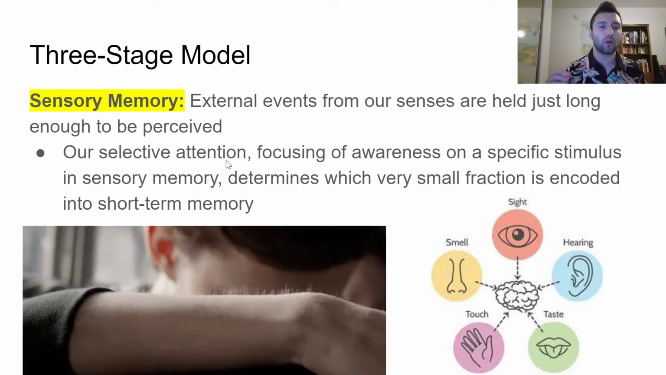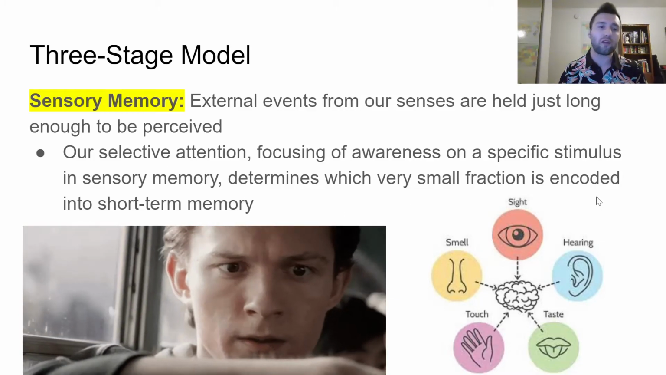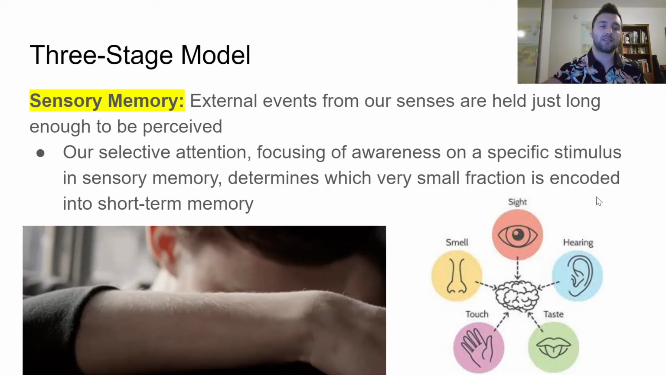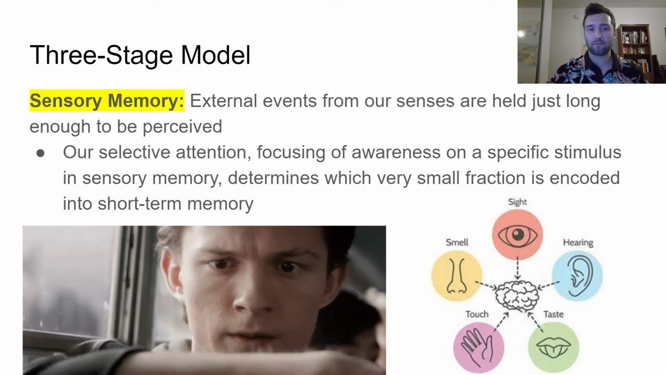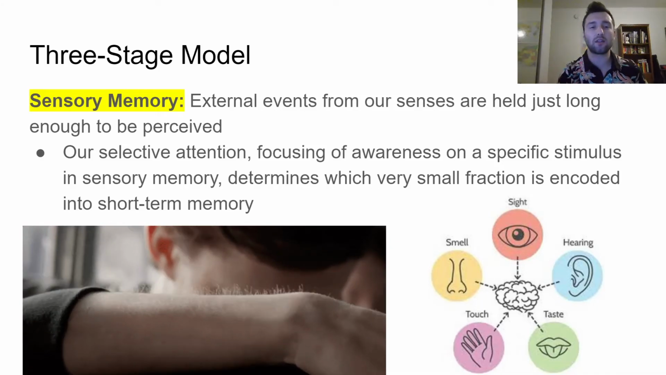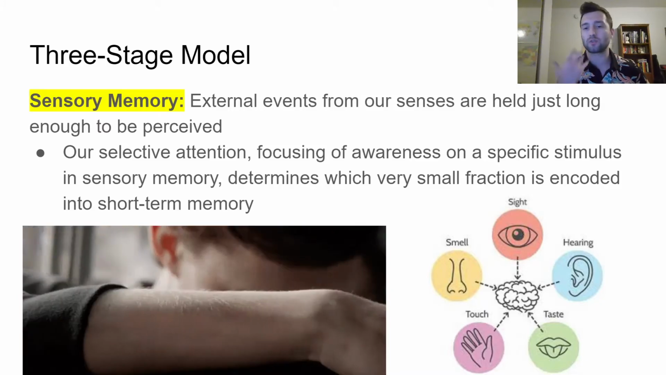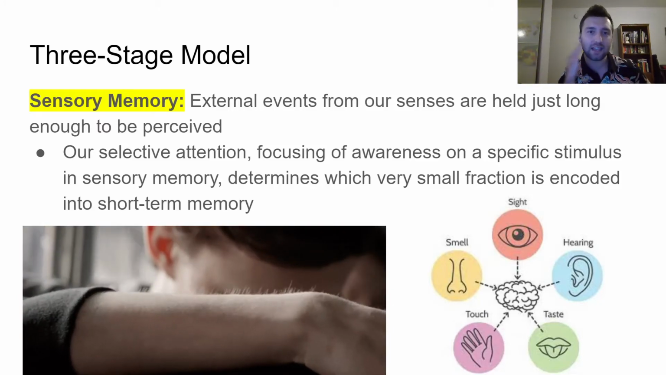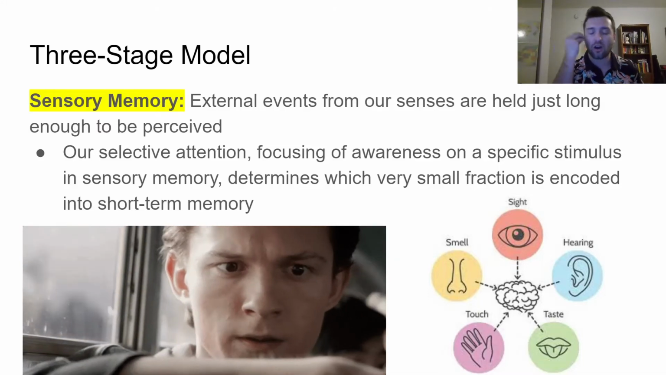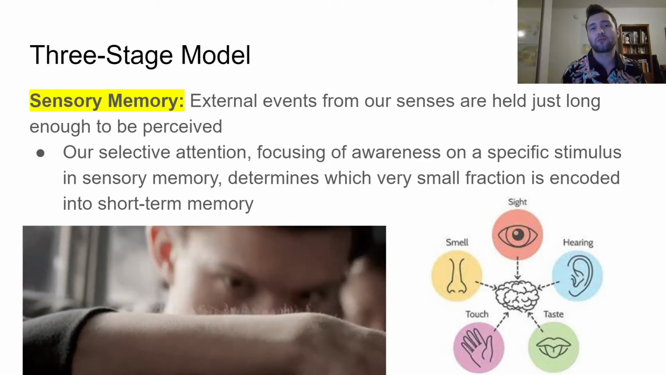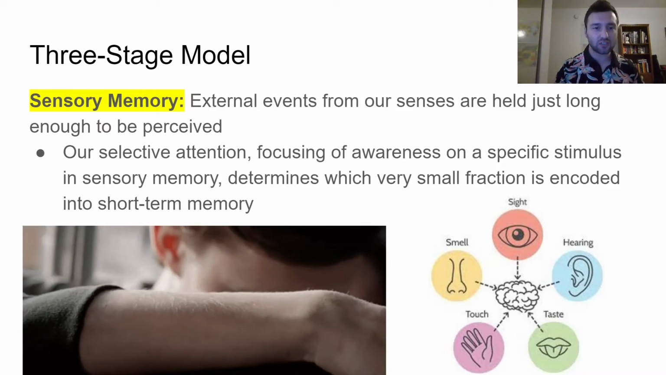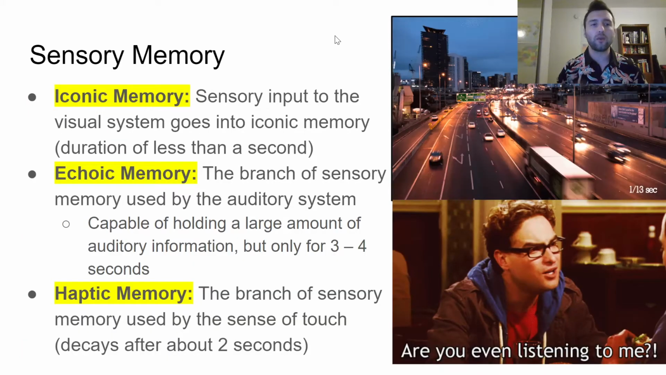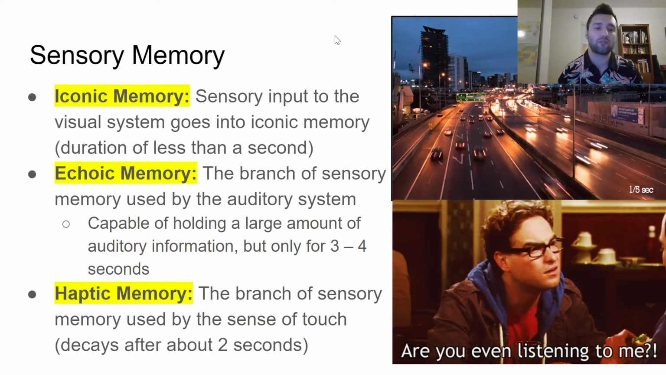Selective attention, our awareness, is going to determine what fraction of that will then be encoded and taken into the short-term memory. A nice example of this is when someone's talking to you, and sometimes you know that what they're saying is hitting your eardrums, but you're not consciously listening to it. That's what's going on. You're just not paying attention to it, so it's not getting into our short-term memory.